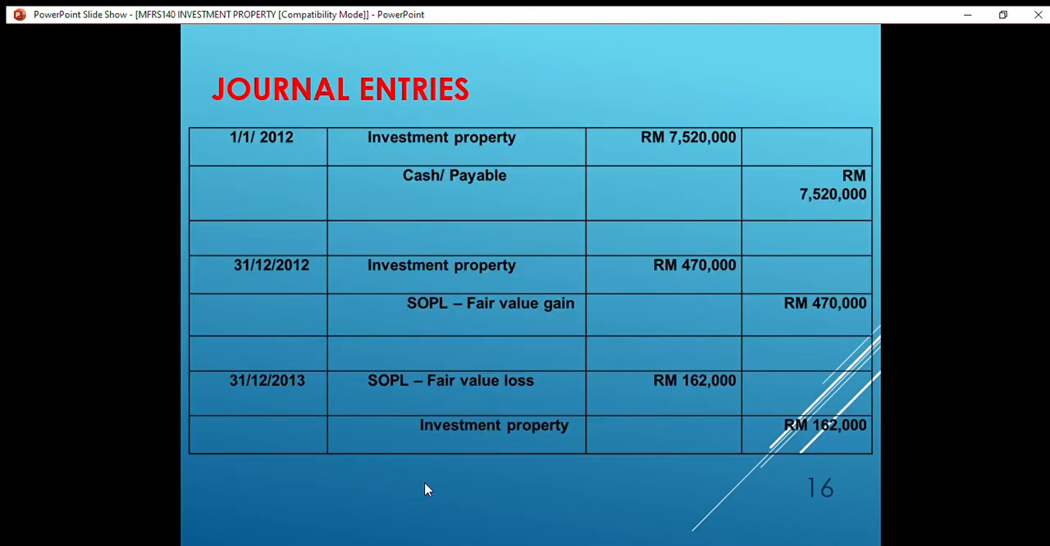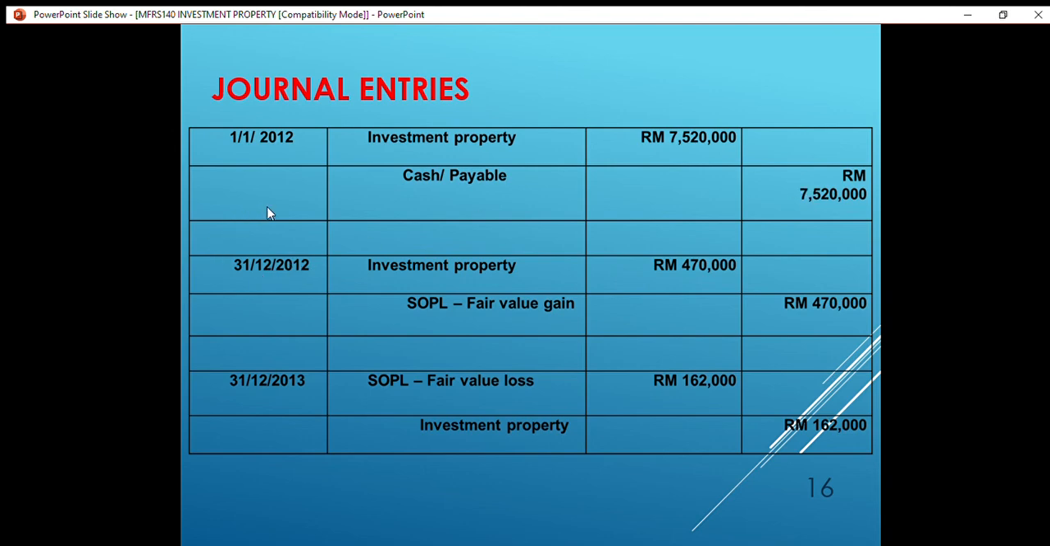Next, let's have a look at the journal entries for the transaction. On 1st January 2012, we should record the initial cost, or the initial measurement, of the investment property. So we debit the investment property 7,520,000 at its initial cost, and credit cash or payable with the same amount.